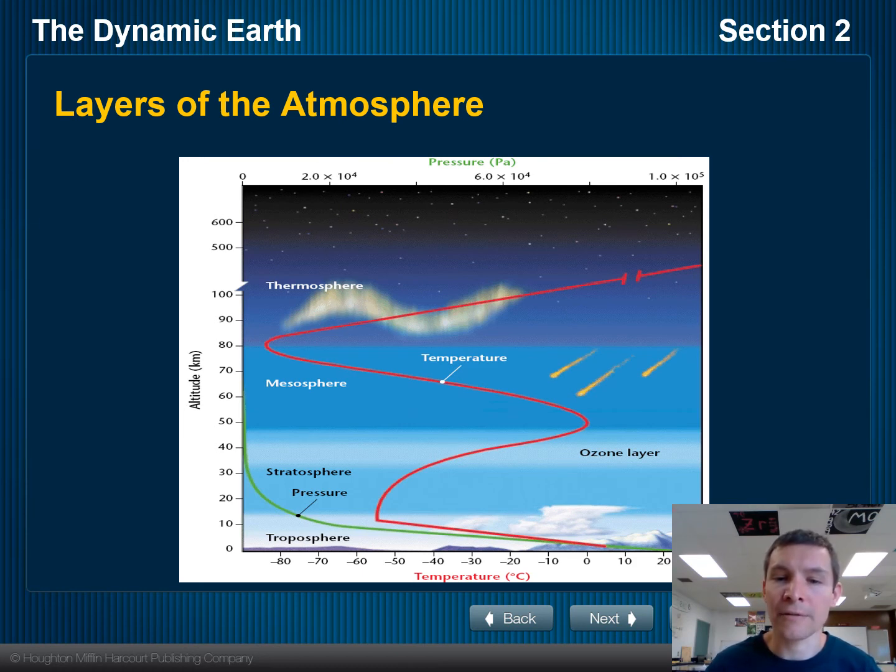Then you start to have clouds forming and things like that. And then you hit another layer called the stratosphere. And then you start noticing a decrease in temperature. Why? Well, we'll get to that in the next couple of slides.